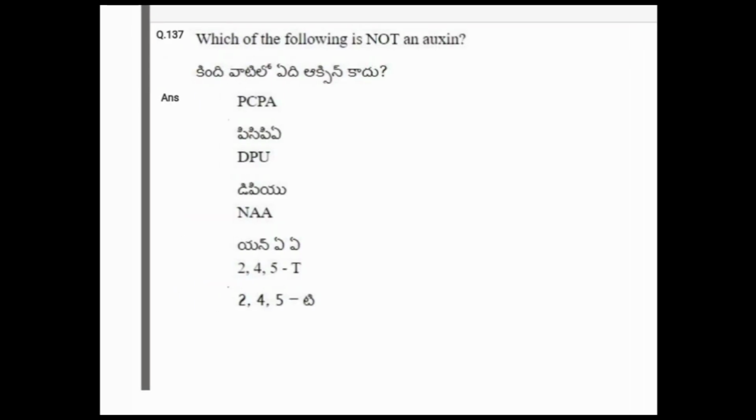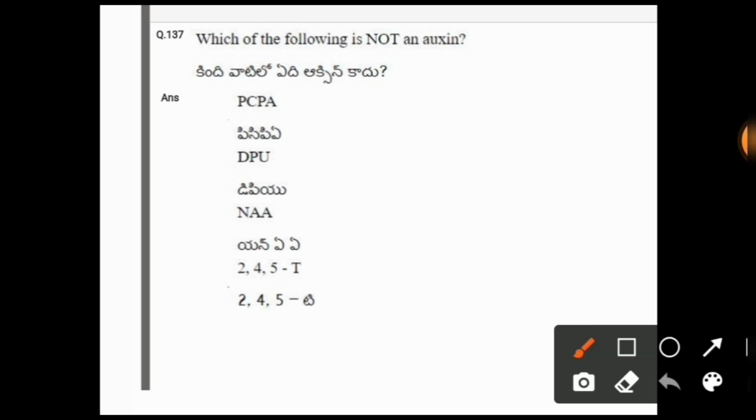Next, which of the following is not an auxin? The options are PCPA, DPU, NAA, 2,4,5-T. The correct option is the second one, that is DPU.